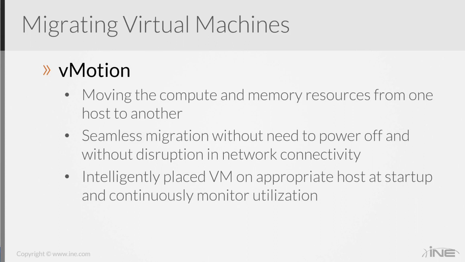Okay, so I have some detail on vMotion here. vMotion is the process of moving a running virtual machine from one host to another. So we're basically moving the processing and the memory hosting resources between hosts. And there are a number of reasons why we may want to do this. Why we may want to move our virtual machine from one host to another. Mainly, we would do this to balance the load on our host.